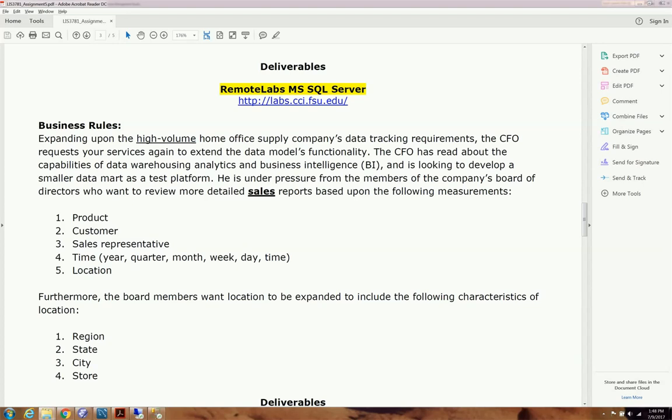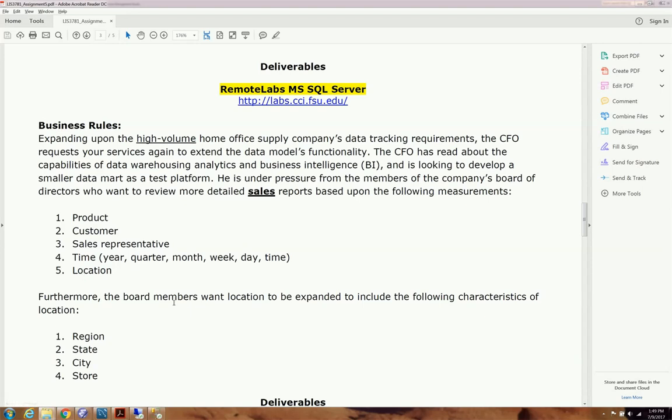He's under pressure from members of the company's board of directors who want to review more detailed sales reports based upon the following measurements. Sometimes they'll call these metrics. That is product, customer, sales representative, time, and time we're going to break down into year, quarter, month, week, day, and time. That is hours, minutes, and seconds is the last attribute here. And then location. Now location we will normalize.